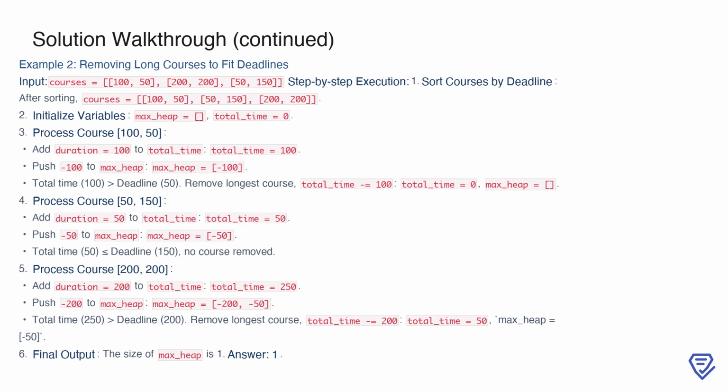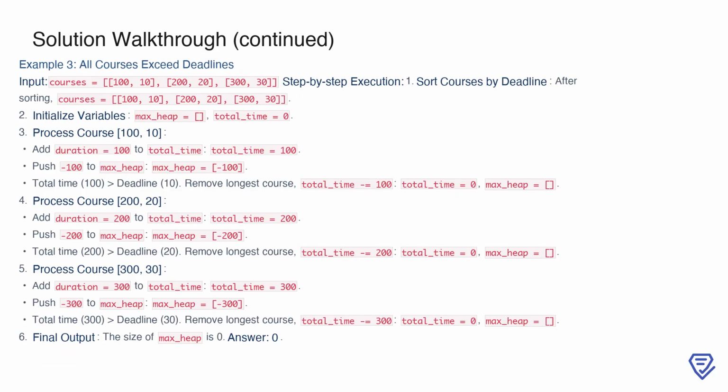For the third course, with a duration of 200 and a deadline of 200, we add its duration to the total time, making it 250, and push the negative duration into the heap. This time, the total time exceeds the deadline, so we remove the longest duration, which is 200, reducing the total time back to 50. At the end, the size of the max heap is 1, meaning we could only take one course. Hence, the answer is 1.